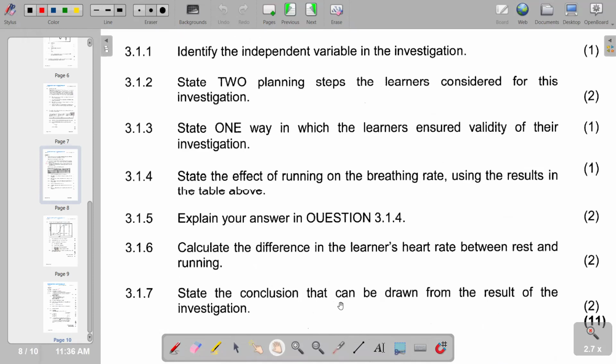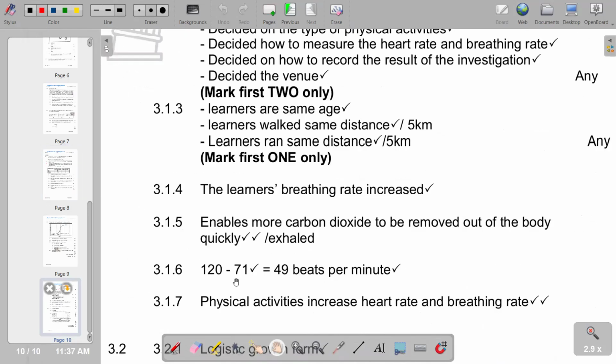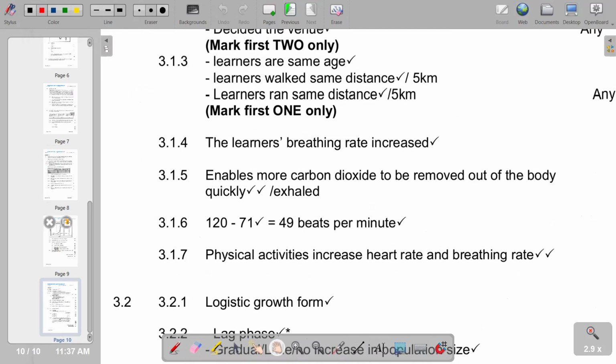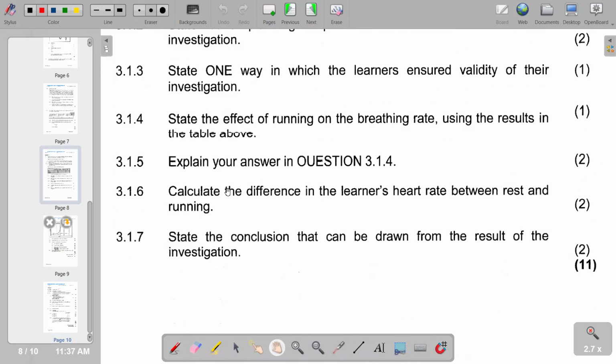State the conclusion that can be drawn from the result of the investigation. So what is the conclusion that we can draw from the result of the investigation? Physical activities increase heart rate and breathing rate. So if you're doing physical activities, the heart rate and breathing rate will increase. So we move on to the next part, which is now 3.2.